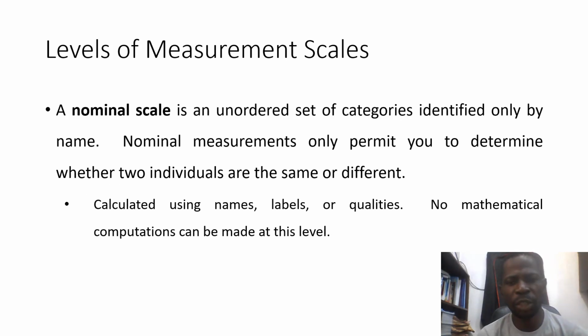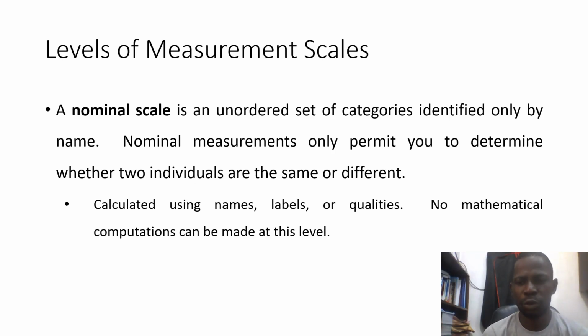In the nominal level of measurement, it is an unordered set of categories identified by name. Nominal measurement only permits you to determine whether 2 variables are the same or different. Basically, we use it for identification. For identifying, we just have to nominally give a name to a particular category to identify them.